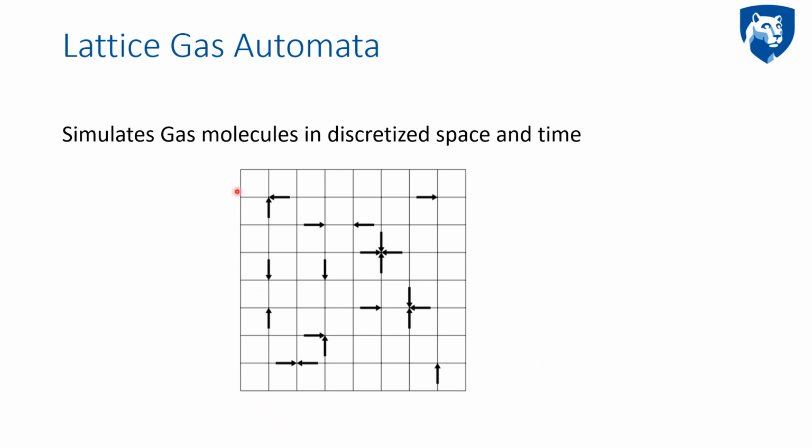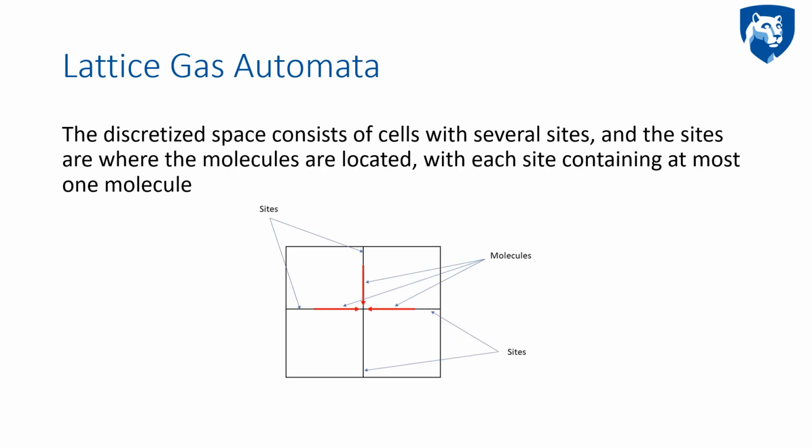So you can see that this space is divided into cells, and these arrows right here are individual gas molecules. They will move along these cells in the direction of their motion, and they will do so in fixed time steps, since it's a discretized space and time. An example of a cell from the previous discretized space is shown here. This is one unit of that discretized space.